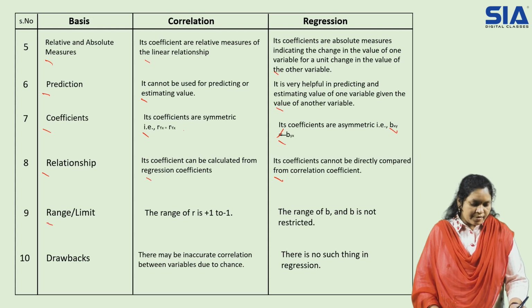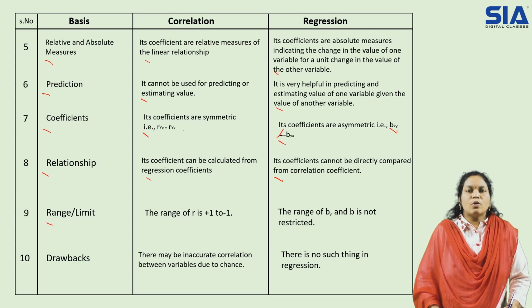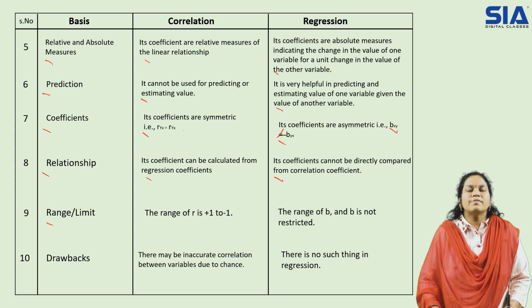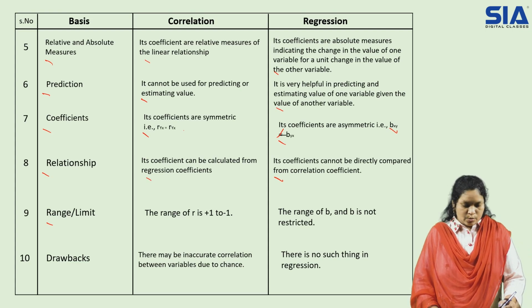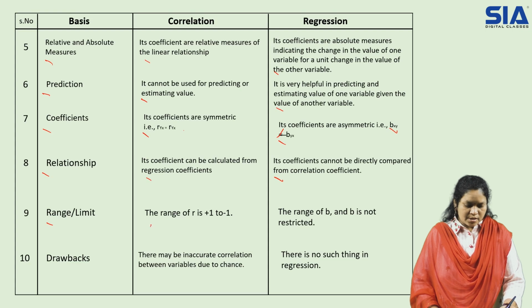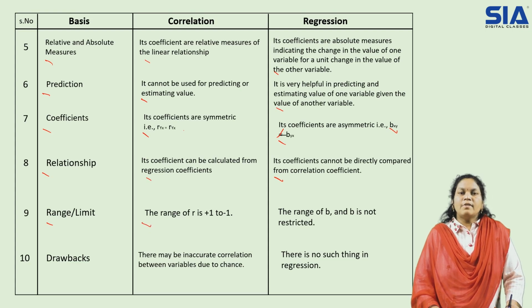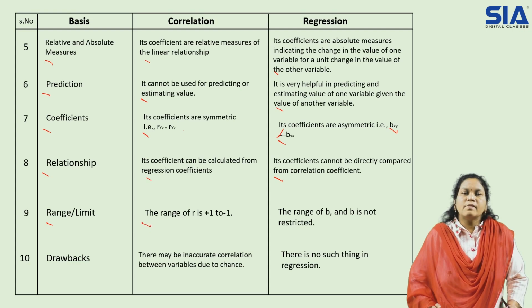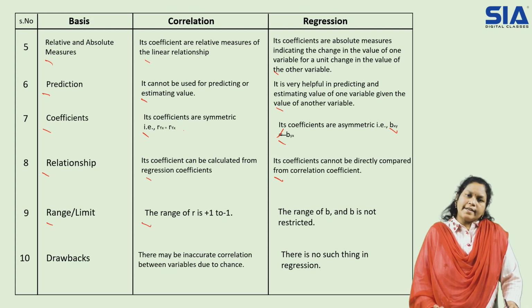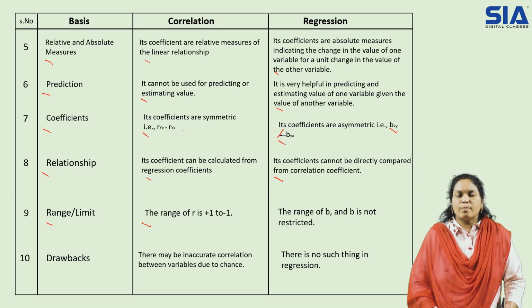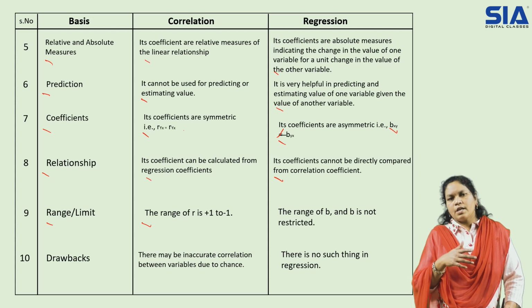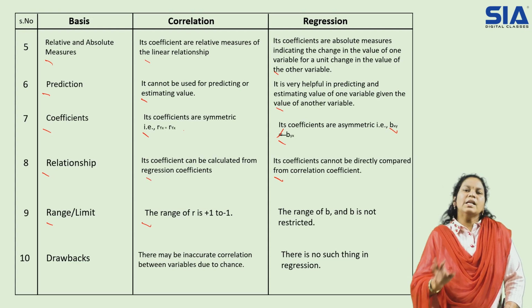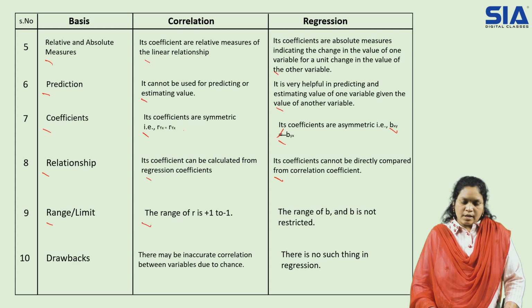Next, the ninth point, range and limit. For correlations and regressions we always have limits. The correlation range is -1 to +1, which we have learned earlier. Whenever we find correlations, they range between -1 and +1: never above +1, never below -1. We get values in between. That is the limit for us.